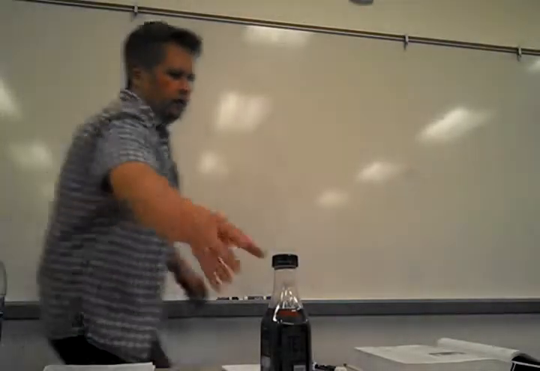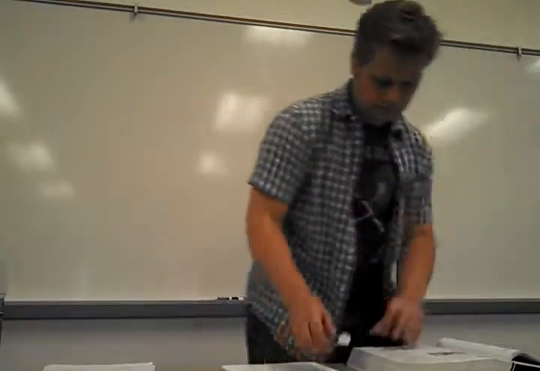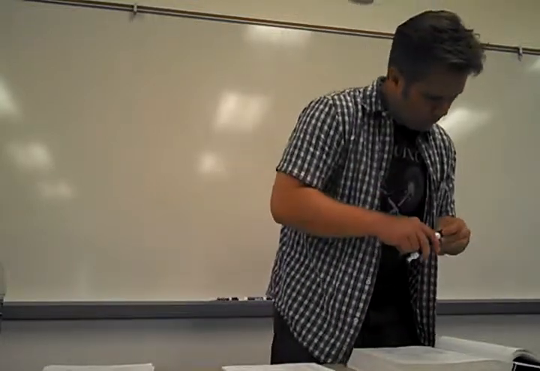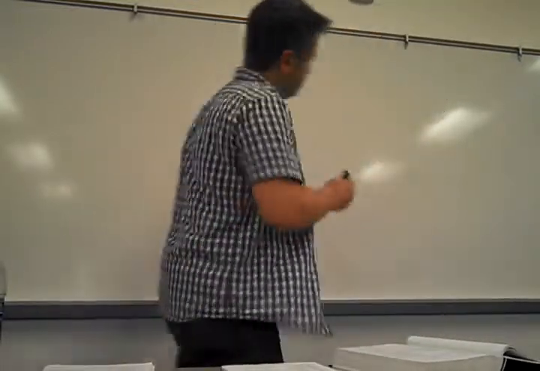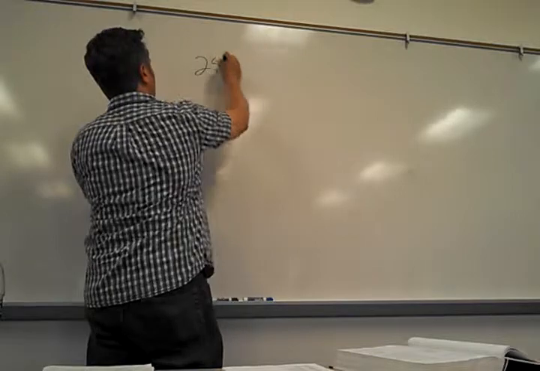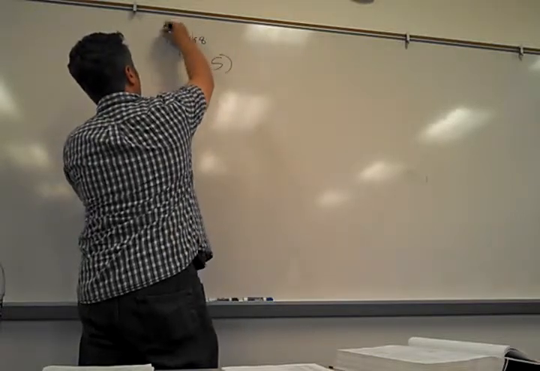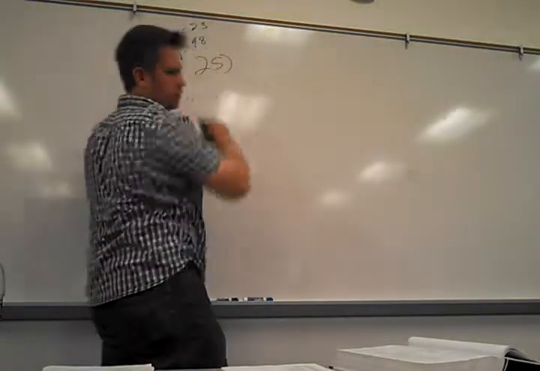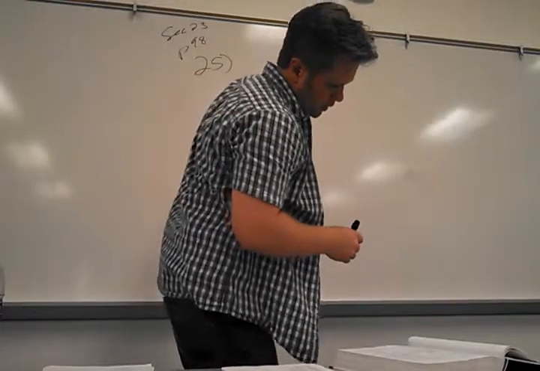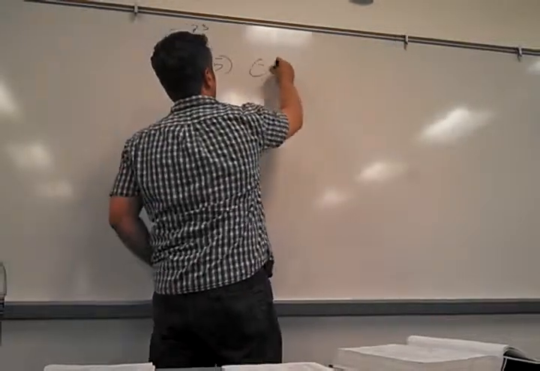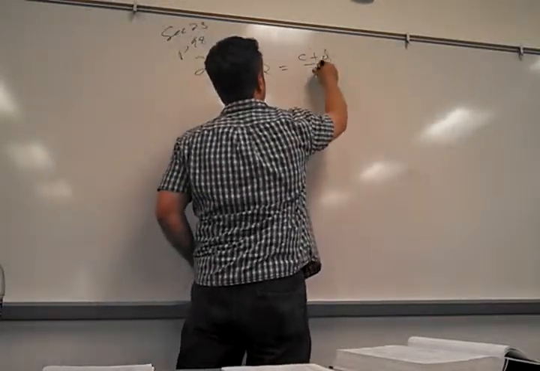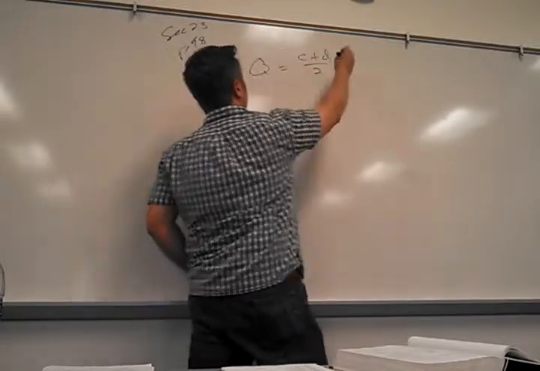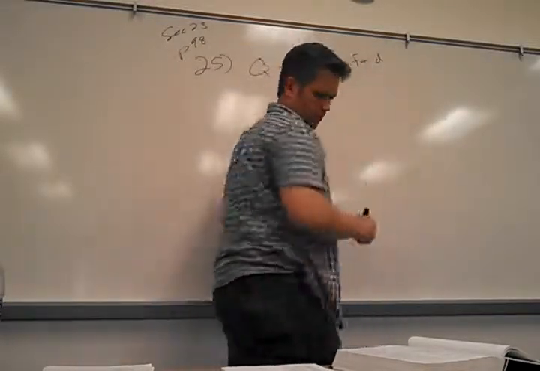So page 98. Number 25. So this says take Q equals C plus D over 2 and solve that for D.